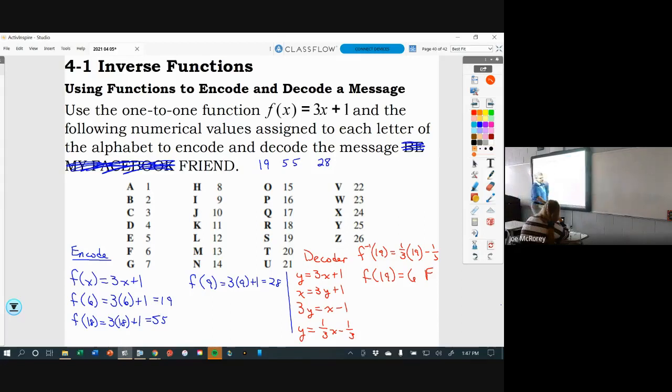And let's just do the next one. So f inverse of 55 is 1/3 of 55, so that's 55 thirds minus 1/3. 55 thirds minus 1/3 is 54 thirds. 54 thirds is, 54 divided by 3, is 18, which is an R. And then he could keep going.